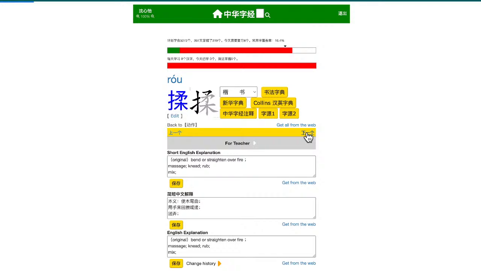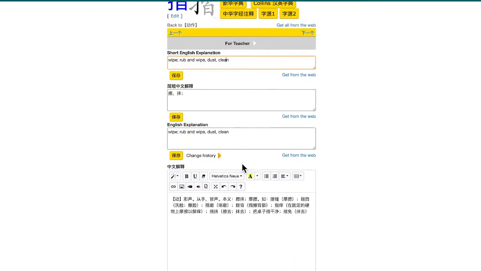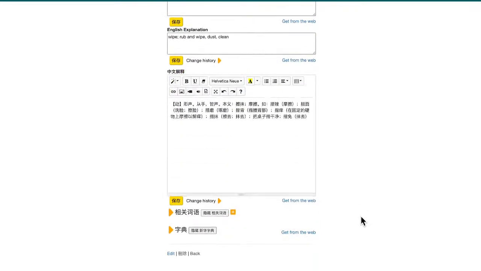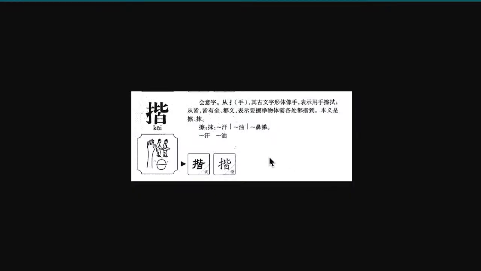And next one, 拭. 拭 is wipe. 拭桌子, rub or wipe. Usually it's wiping off dust. Wiping off dust is the most common use of this character. That's why in the explanation there's dust over here. Clean, wipe and wipe clean. So this is 拭. 拭干净, basically wipe it clean.